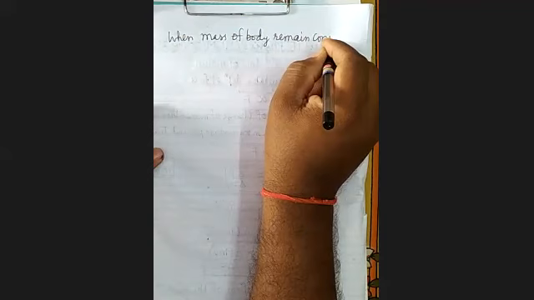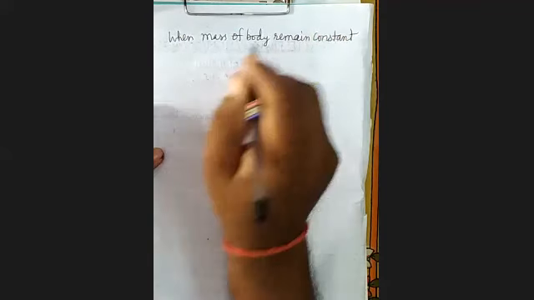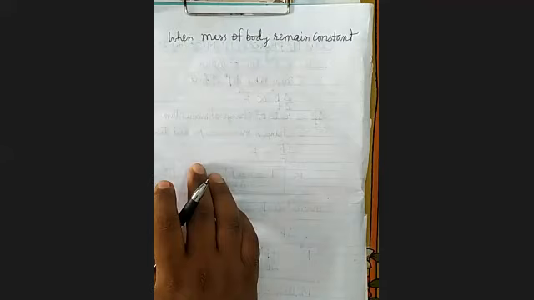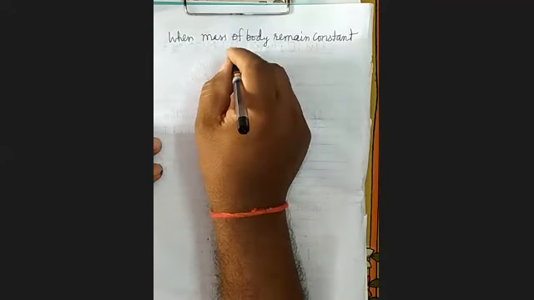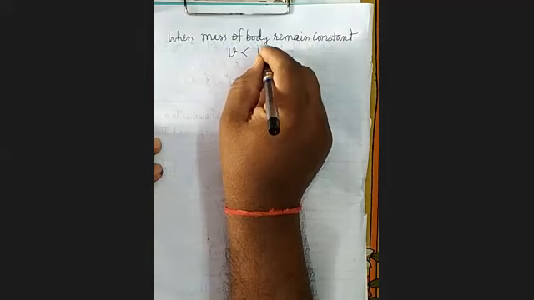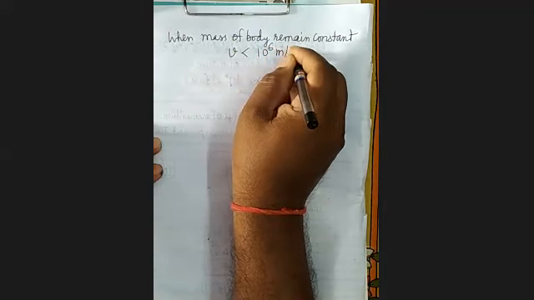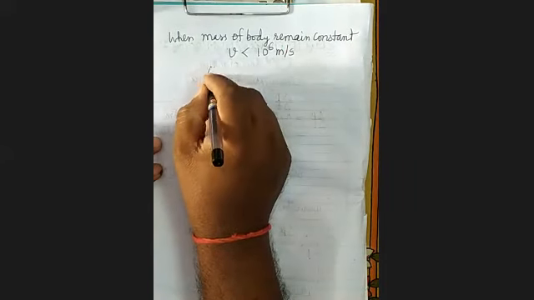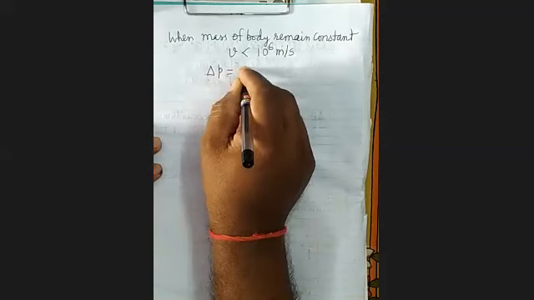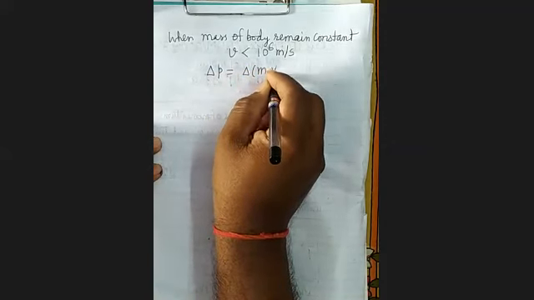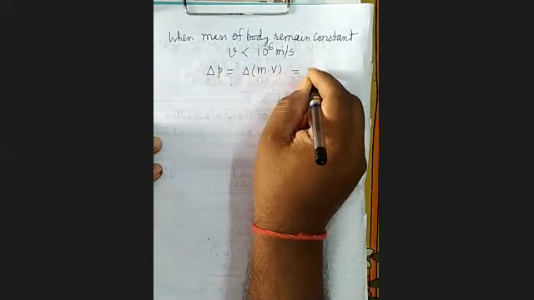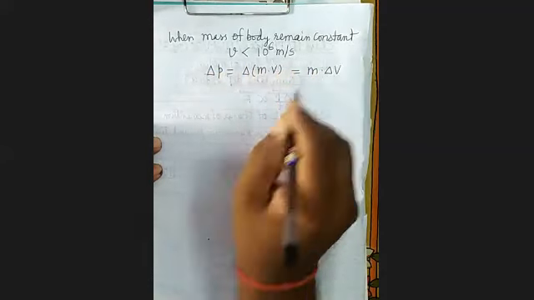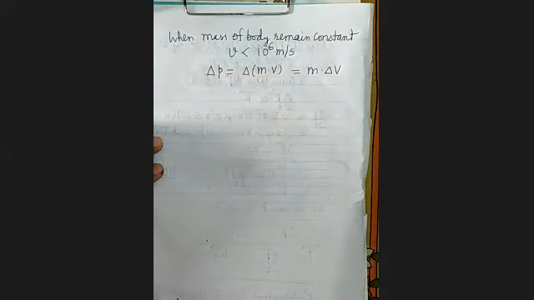Under which condition will the mass of the body remain constant? When the velocity of the body is less than 10 to the power 6 meter per second, then the mass of the body will be constant. In that case, you can write delta P equals to delta of mv. Now, since m is constant, you can write m into delta v. It's clear? M into delta v.